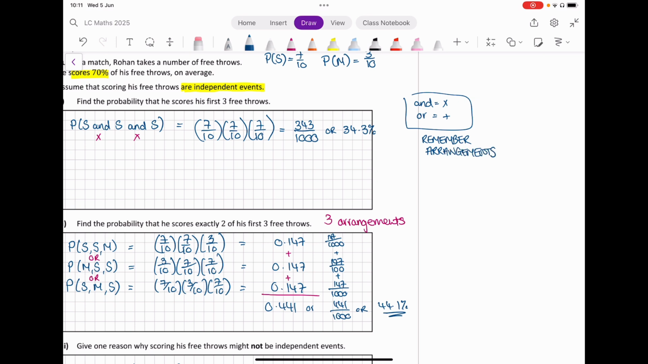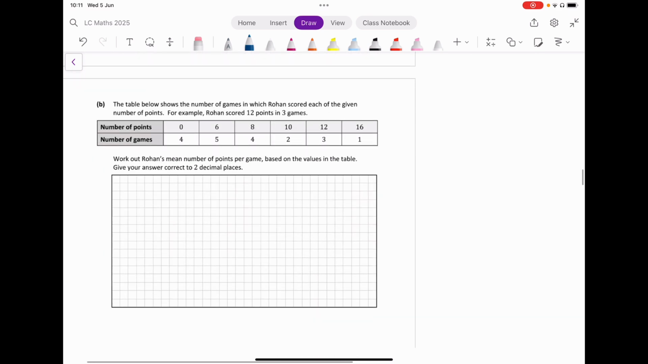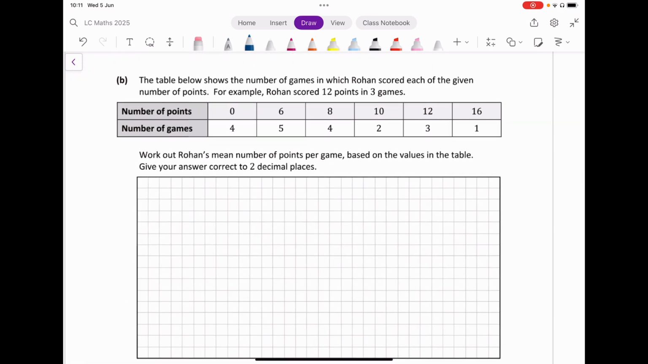Okay. Now, part B of this is the table shows the number of games in which Ronan scored each of the given number of points. So in 4 games, he scored 0 points. In 5 games, he scored 6 points, and so on. And it's asking you to find out the mean number of points.